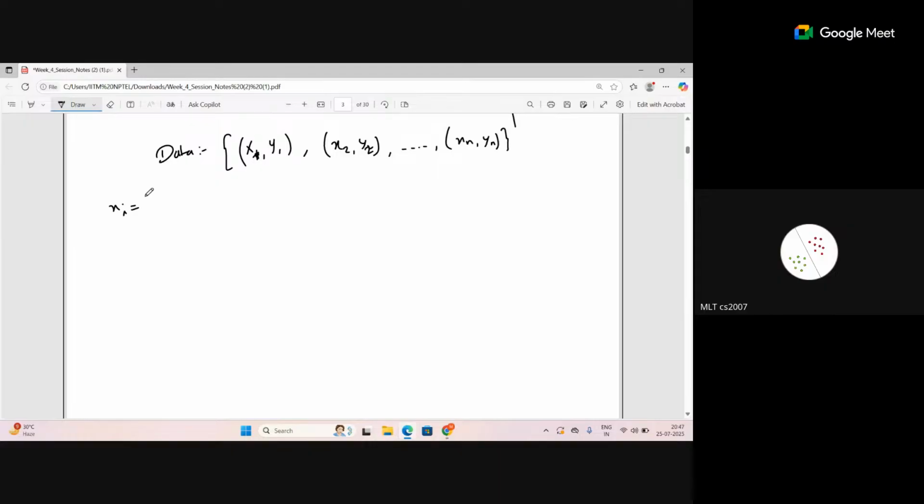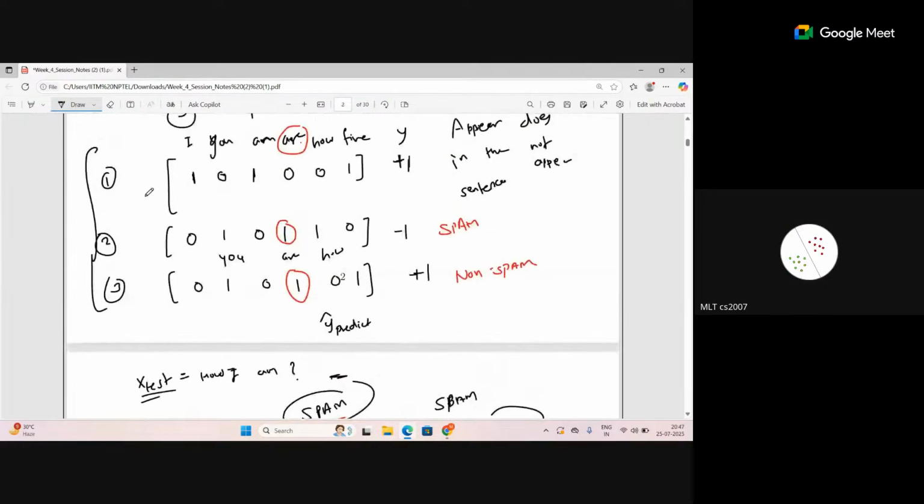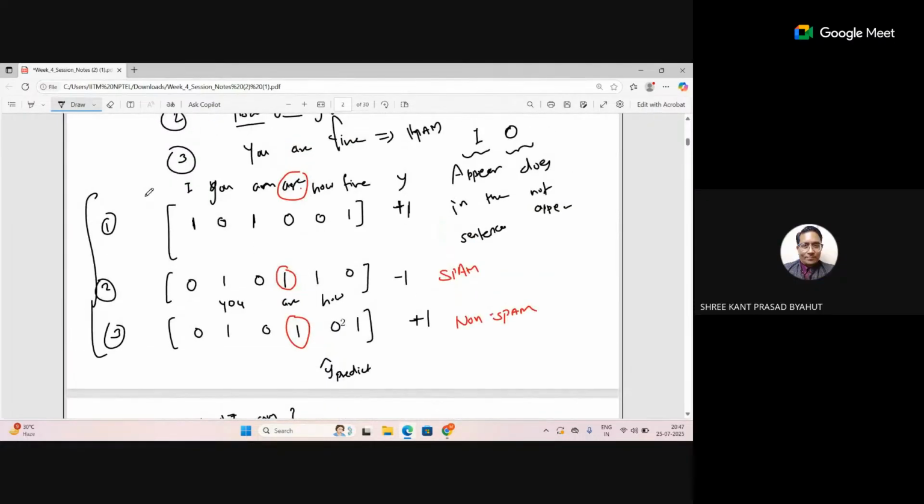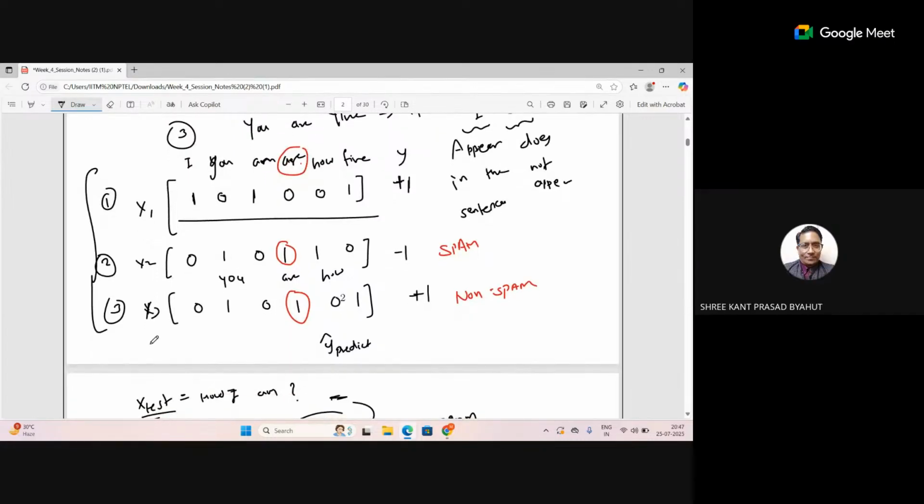But how are we representing that now? Like this, in ones and zeros. It depends on what we are representing, a sentence like this, not a word. This is x1, this is x2, this is x3. The entire email, three sentences, we are representing like this, right?